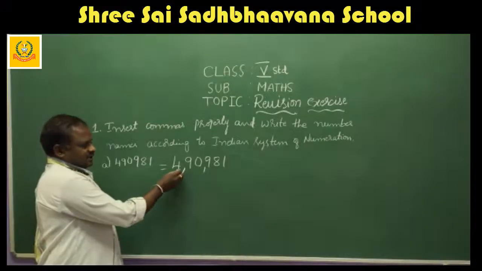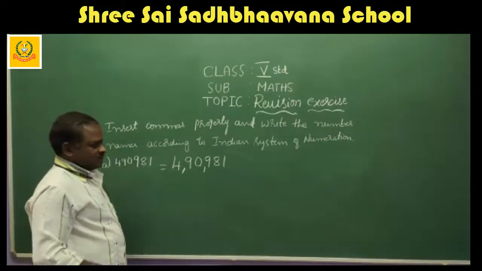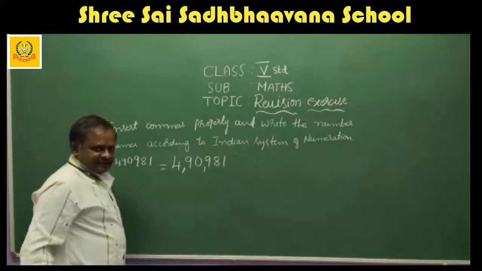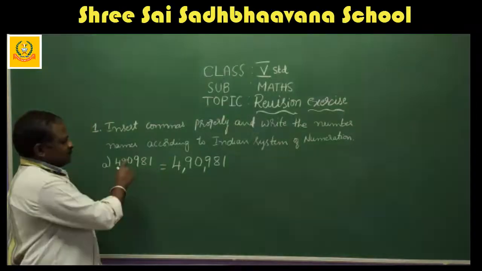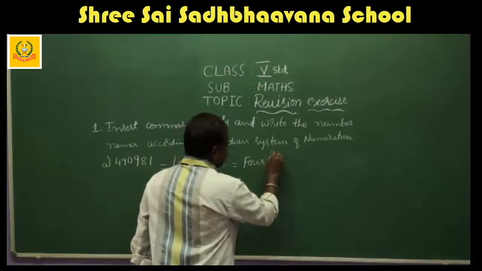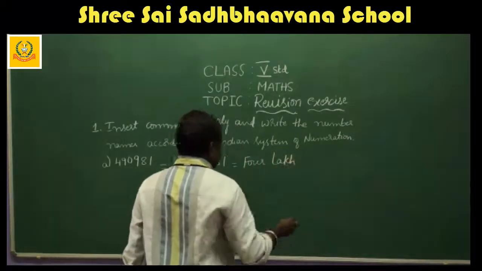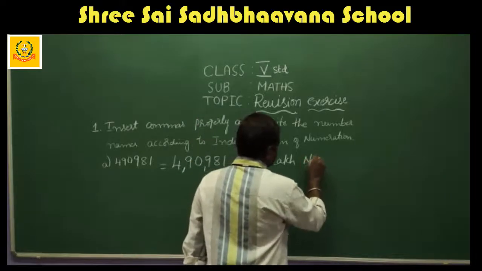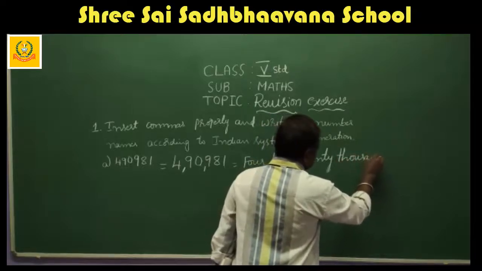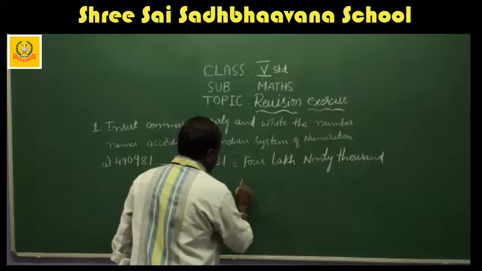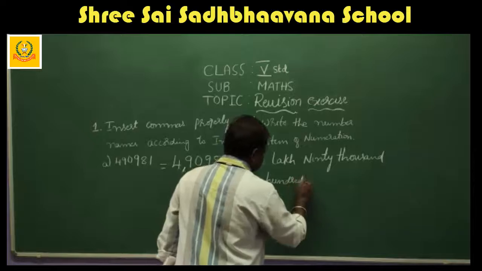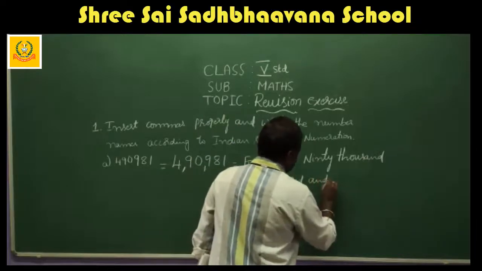So here, how do you read this number? 4,90,981. So you have to write the number name. So the number name is 4 lakhs 90,000 981.